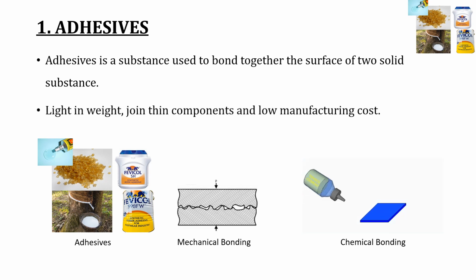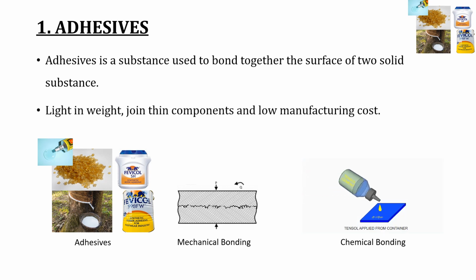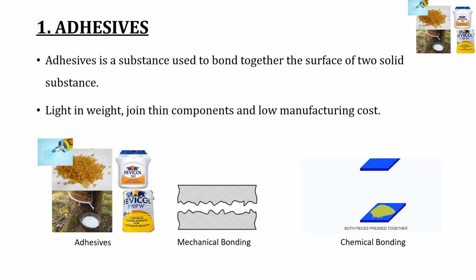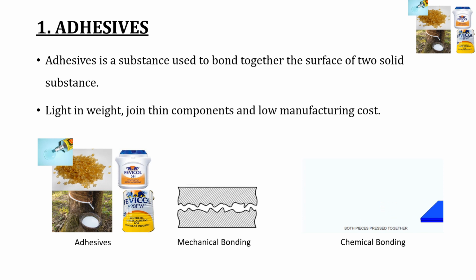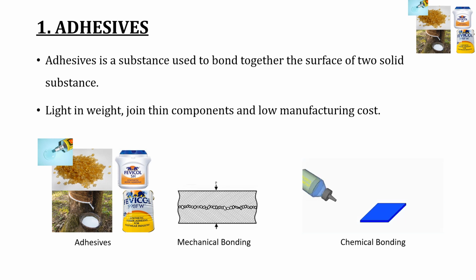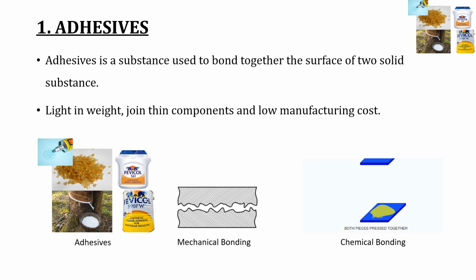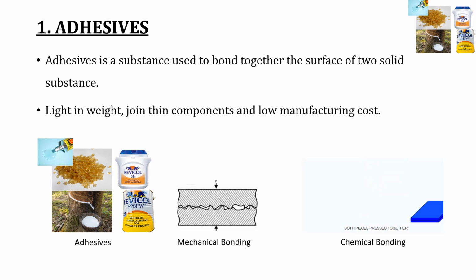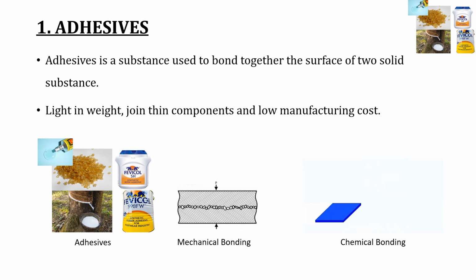Adhesives are light in weight and can be used to join thin components, and they have low manufacturing cost. These are the major properties which make them suitable for application in place of welding and riveting joints. But adhesive bonding loses its strength at high temperature, because of which at high temperature riveting or welding joints are used in place of adhesive joints.